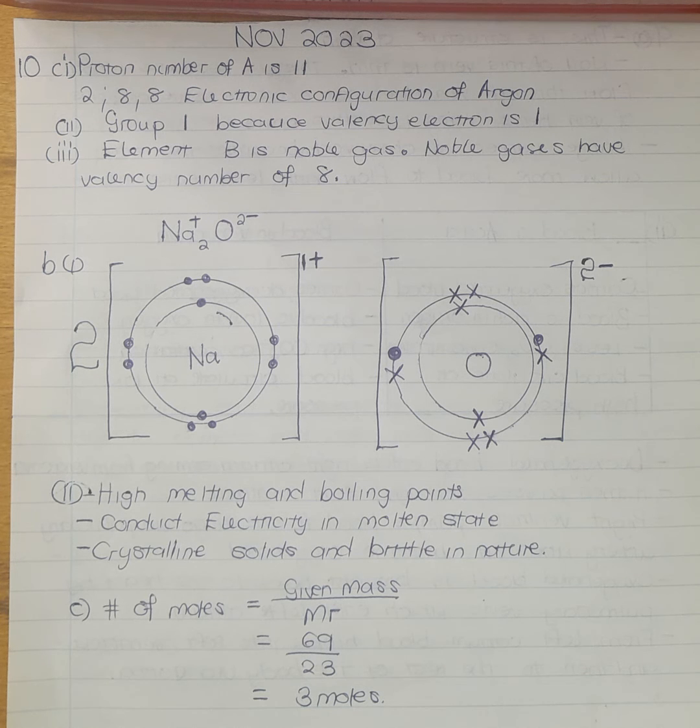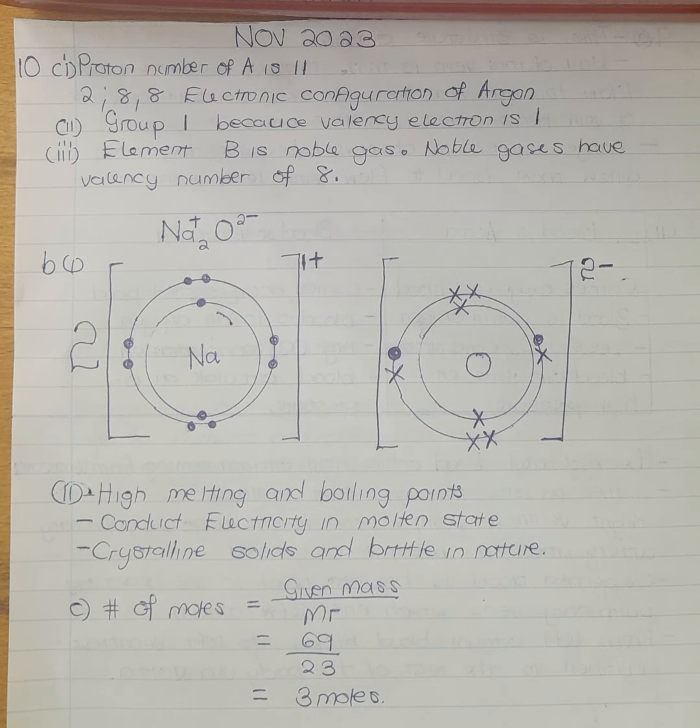On number 10A part 1, we're supposed to complete the table by writing the proton number of element A and the electronic configuration of element B, which we have managed to do. And then on part 2, we're supposed to state the group to which element A belongs. It belongs to group 1 because the valence electron is 1. And then on part 3, we're supposed to identify using A, B, or C the element that is a noble gas. Element B is a noble gas because the noble gases have a valence number of 8 electrons.